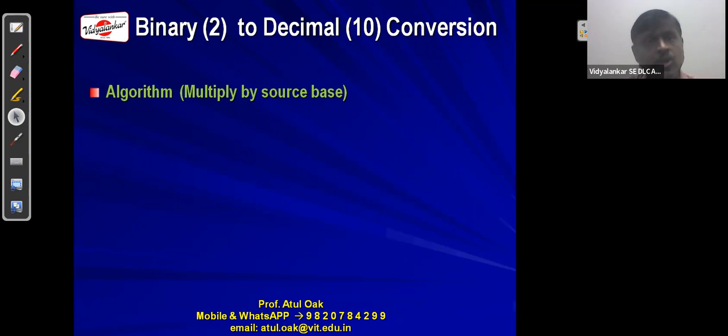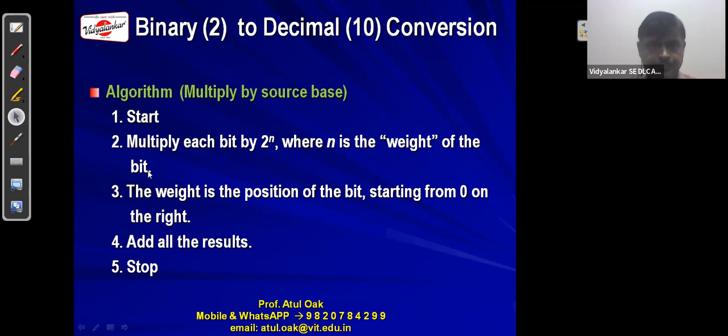Here is the algorithm. Have a look. We start the algorithm. We multiply every bit by 2 raised to n. Okay, please focus. We multiply every bit by 2 raised to n, where n is the weight of the bit. Now you know what is the weight of the bit.